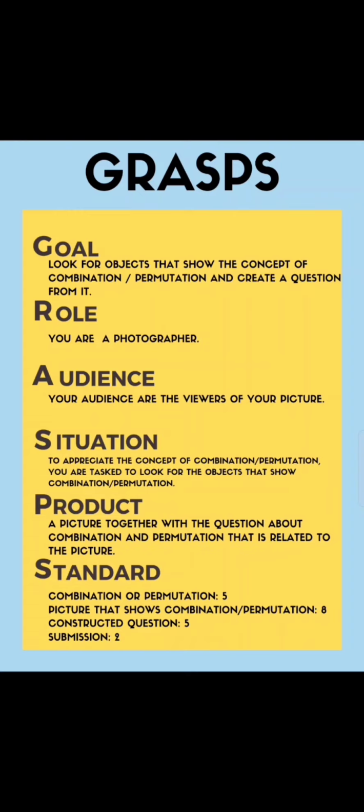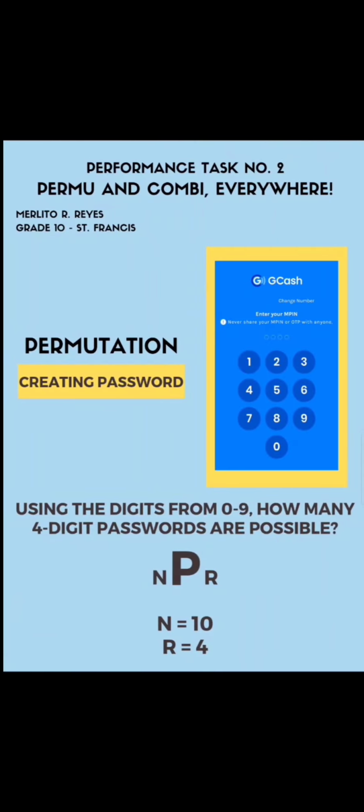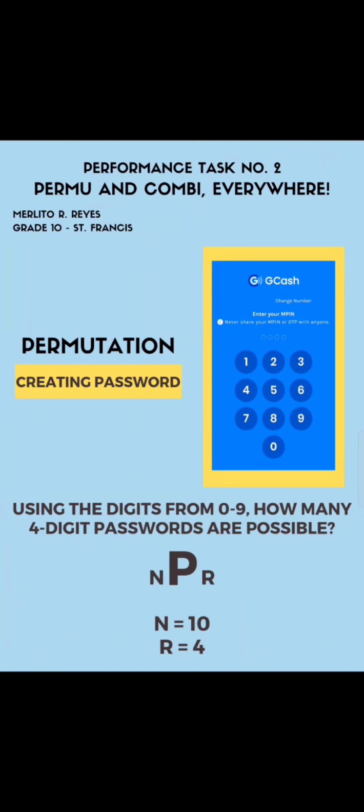Next, picture that shows combination or permutation. So 8 points. So this is the picture of the object. Constructed question, 5 points. So this is the question you will create based on the picture. Then submission, 2 points. So you'll receive 2 points if you will submit your PT on time or earlier. So here are the sample PT.